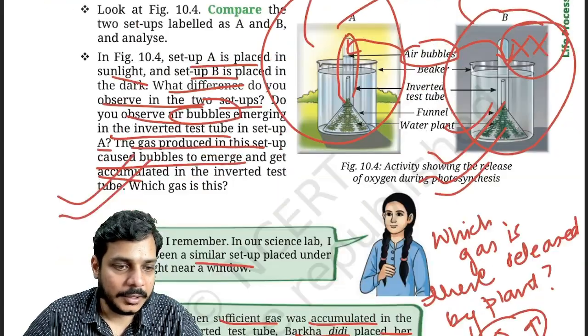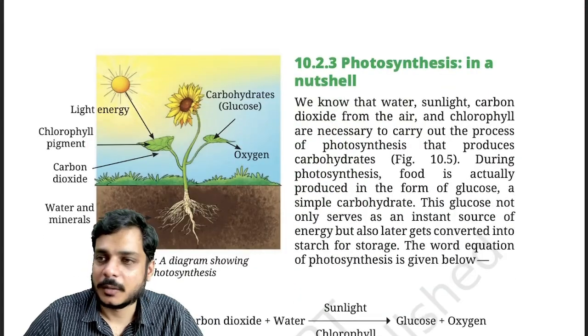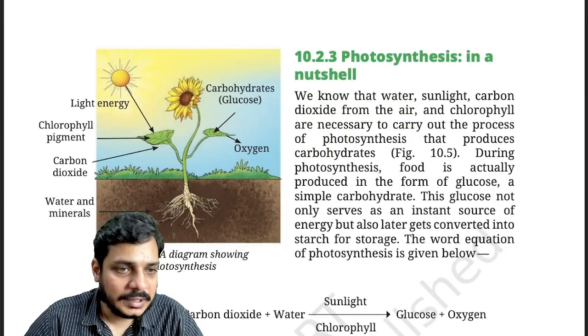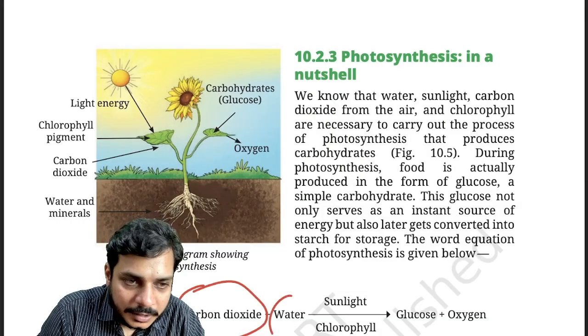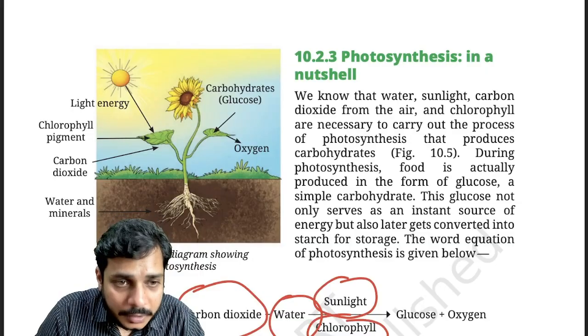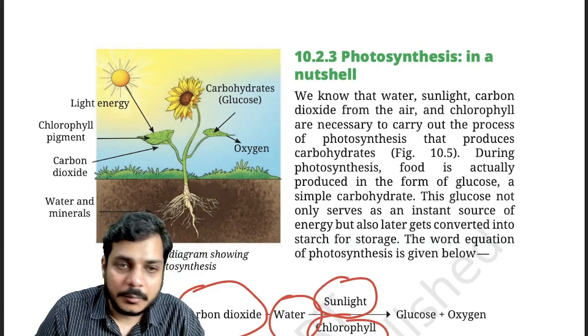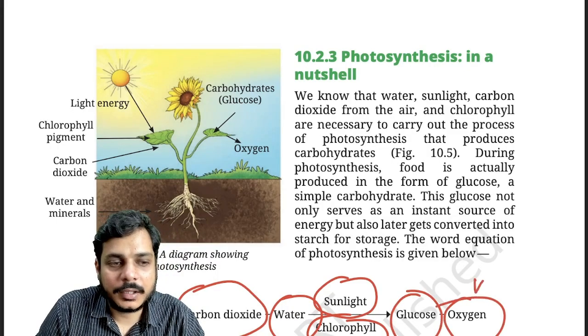All right. Now coming to the last part, talk about photosynthesis in a nutshell. So this is the equation that we must remember: carbon dioxide is needed, water is needed, presence of sunlight is needed, chlorophyll as a pigment on the leaf is needed. Okay, because without chlorophyll you may not have production of starch. It will then produce glucose, and oxygen will be released.